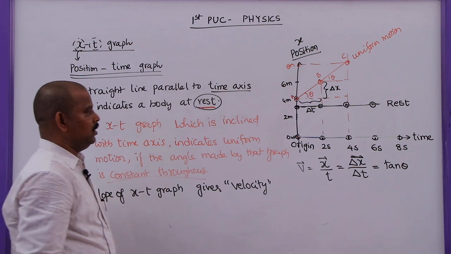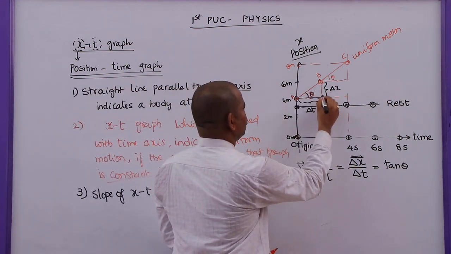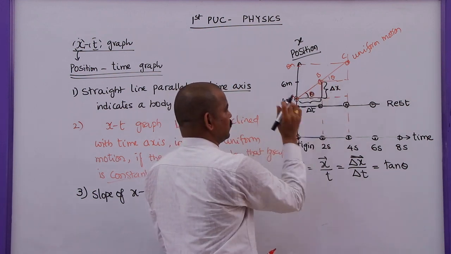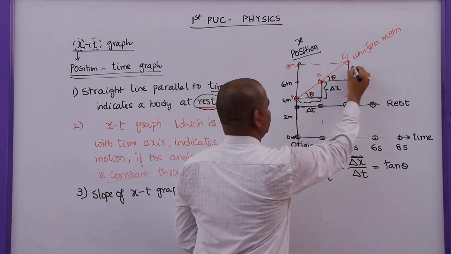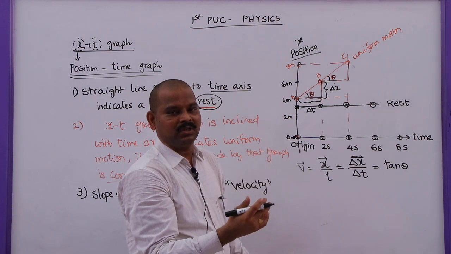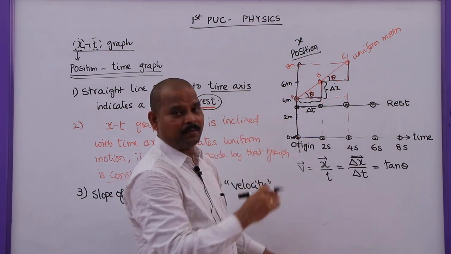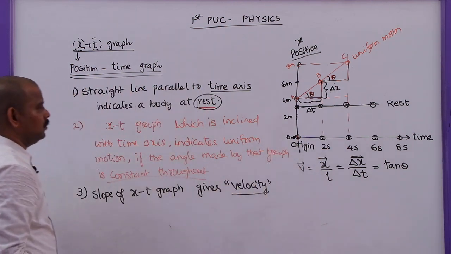So in this diagram, if you want to find velocity, find theta here. For this you have to construct a right angle triangle, tan theta is equal to opposite side by adjacent side. Now similarly, if you want to find velocity here, this is also opposite side by adjacent side. And everywhere, wherever you want to find out velocity, just find the tangent of the angle made by that graph with the x-axis. That will give the velocity.